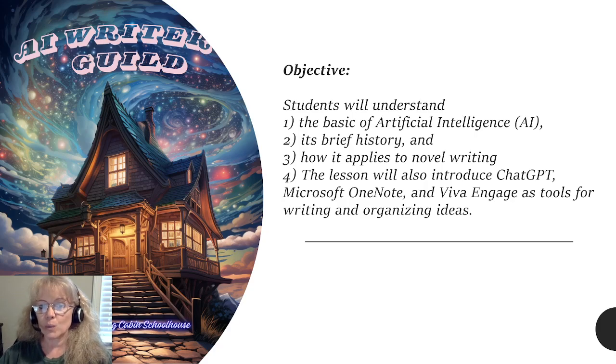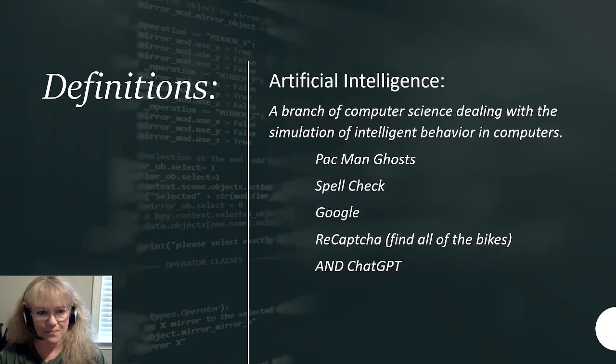So, what are the objectives? Students will understand these 4 things: the basics of artificial intelligence, its brief history, and how it applies to novel writing. And the lesson here will also introduce ChatGPT, Microsoft OneNote, and Viva Engage as tools for writing and organizing your ideas. So let's go and find out what all this stuff is.